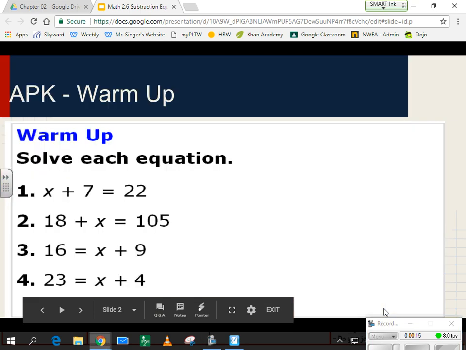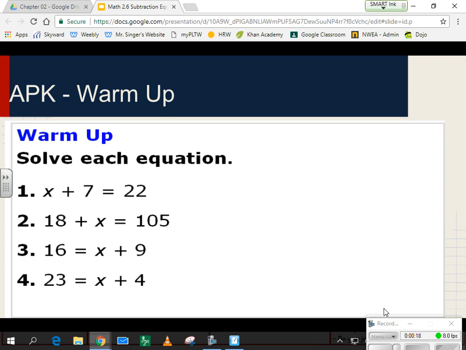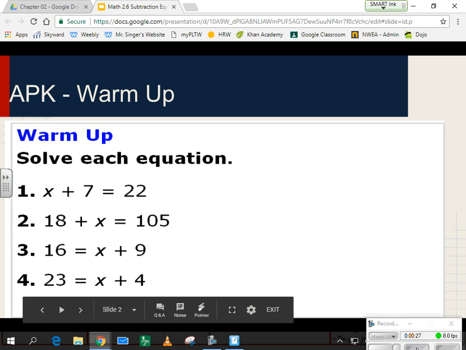Here's your warm-up, some little practice from what you learned yesterday. What does x equal for each one of these? So you're going to have to use the inverse operation to solve them. Come back when you got the right answers.